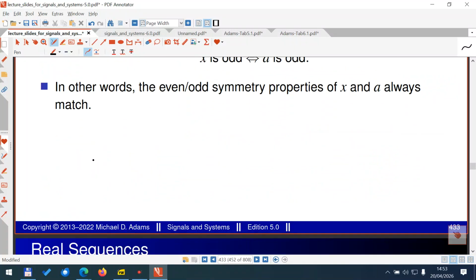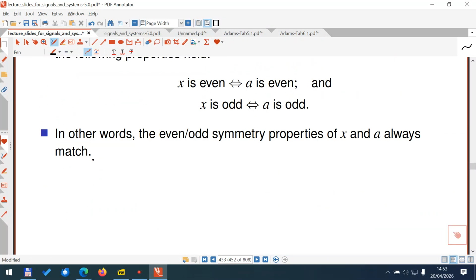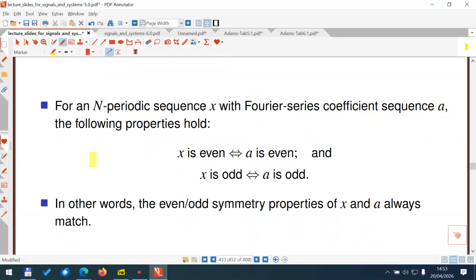Even-odd symmetry. Remember something which I keep telling you: this only makes sense when x is real. When it is not real, then you have to use the complex conjugate instead.